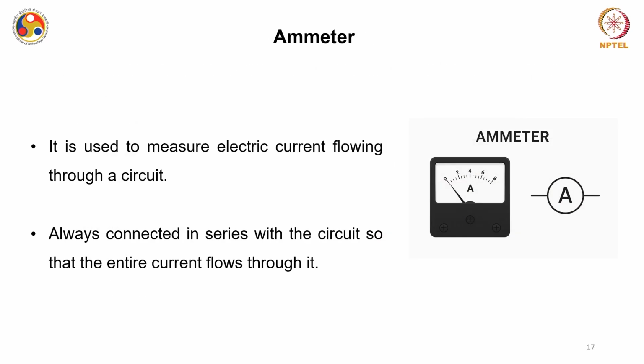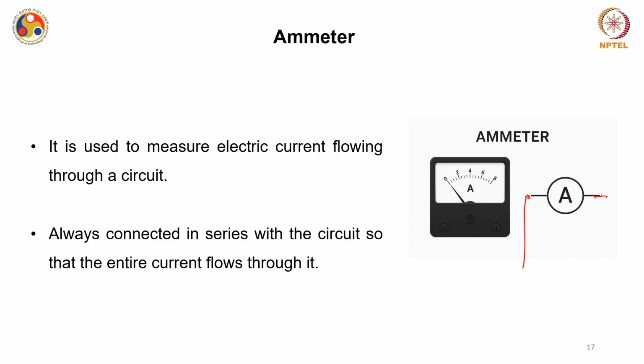Say if I talk about ammeter, it is basically used to measure electric current flowing through a circuit. Some of you might be already aware of this fact, but some of you may not be aware of this. So, ammeter is basically used to measure electric current which is flowing in a circuit, and, say, this is a two terminal device.